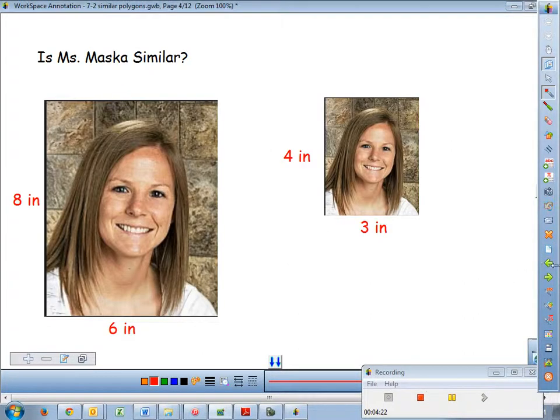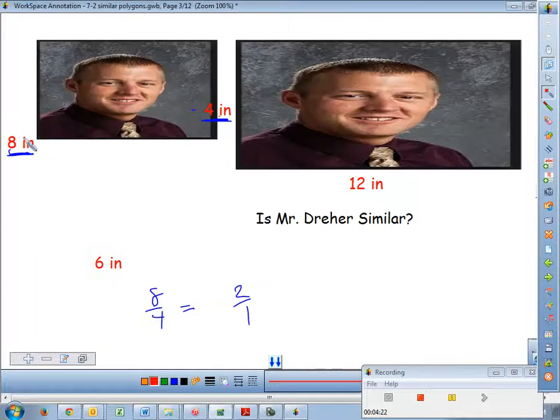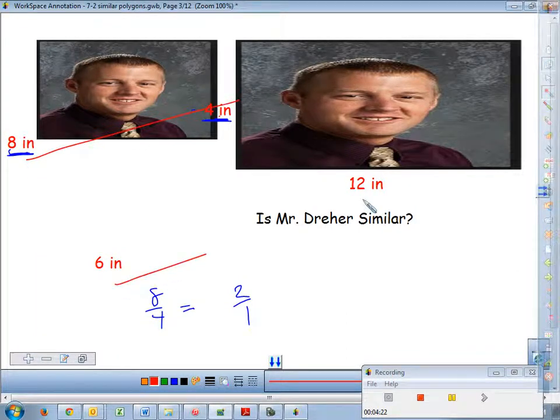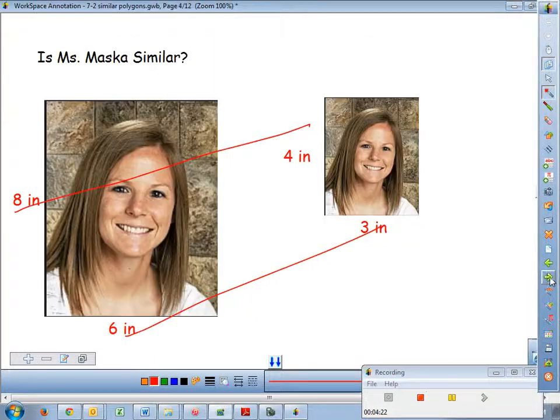Just like back here, didn't we get the scale factor of 2 to 1 right here? And this was the same scale factor of 2 to 1. That's the same scale factor every time. That means they're proportional to each other. Here, it was a 2 to 1 and a 1 to 2. That's not the same scale factor both times, so they're not proportional to each other.